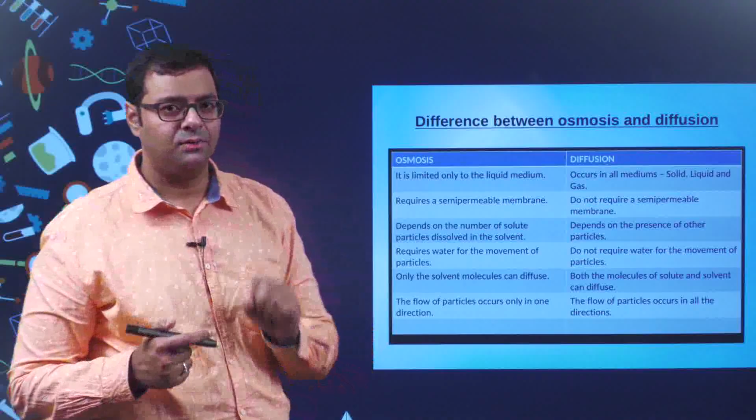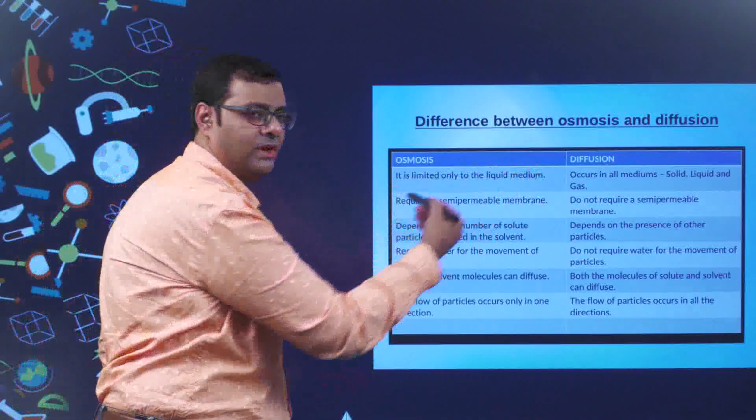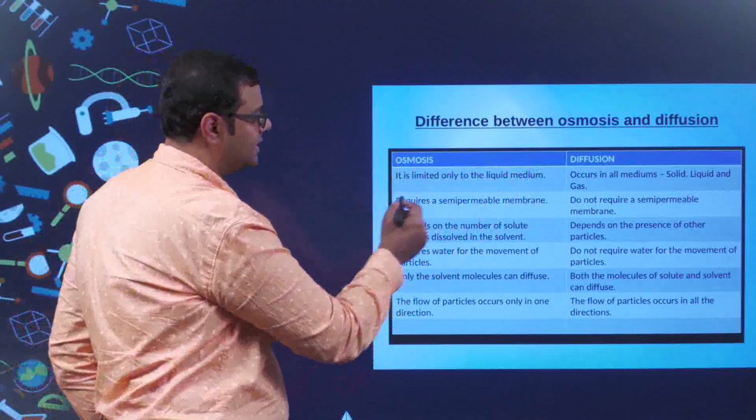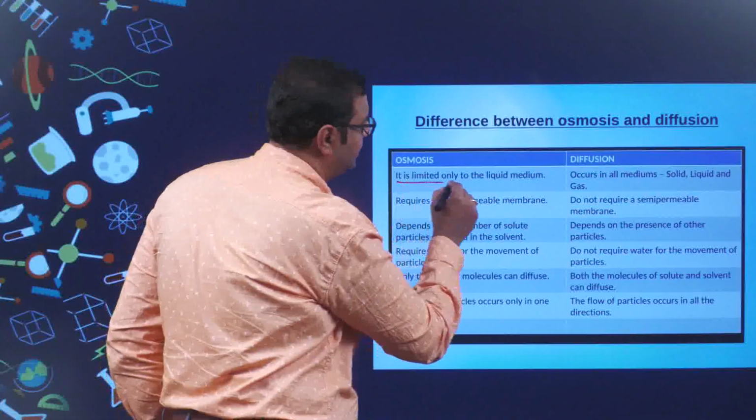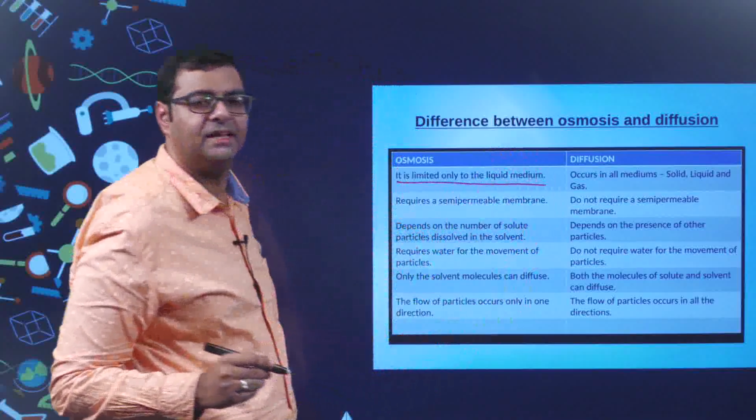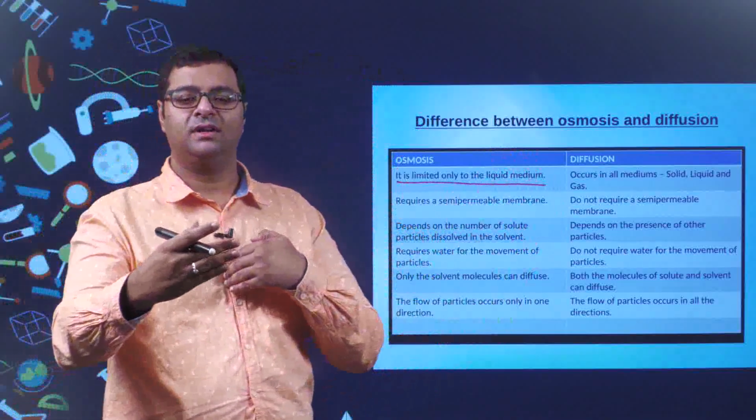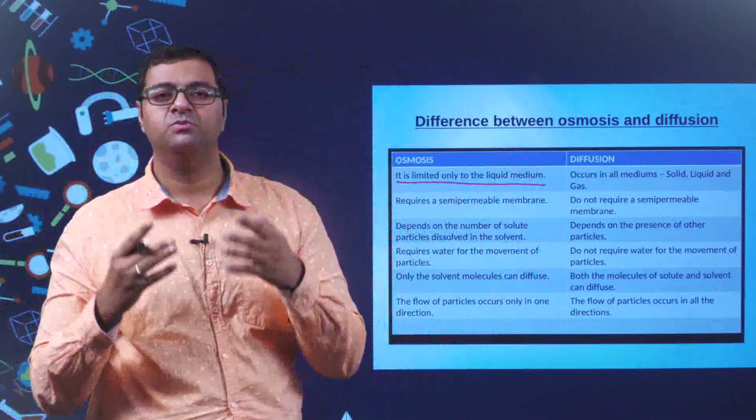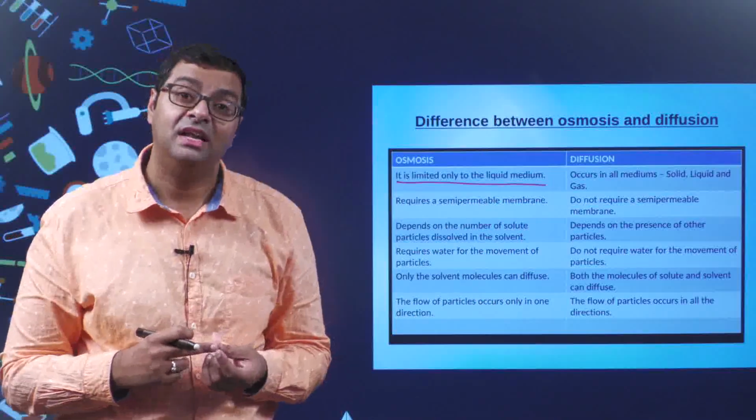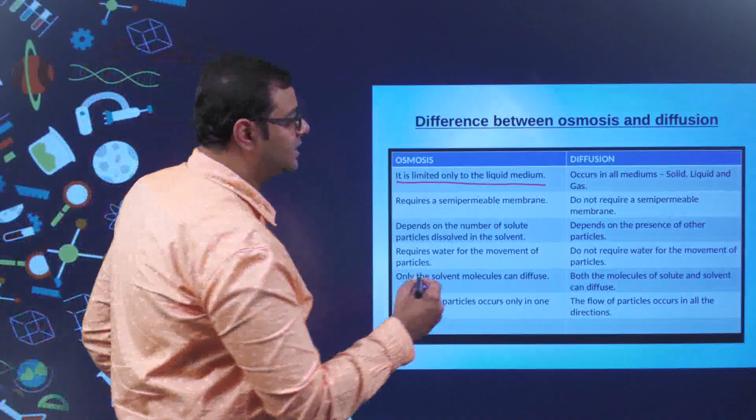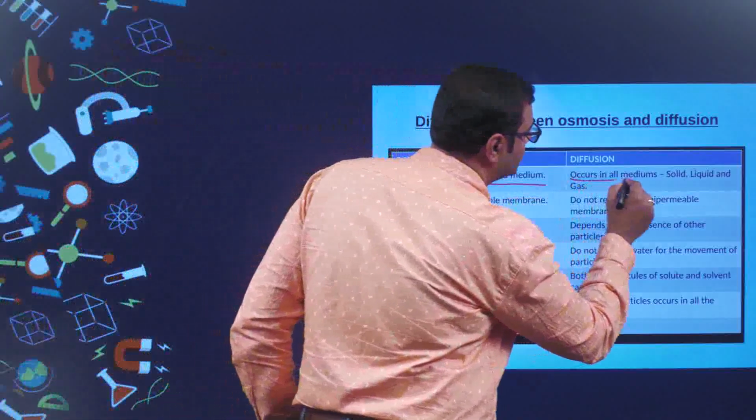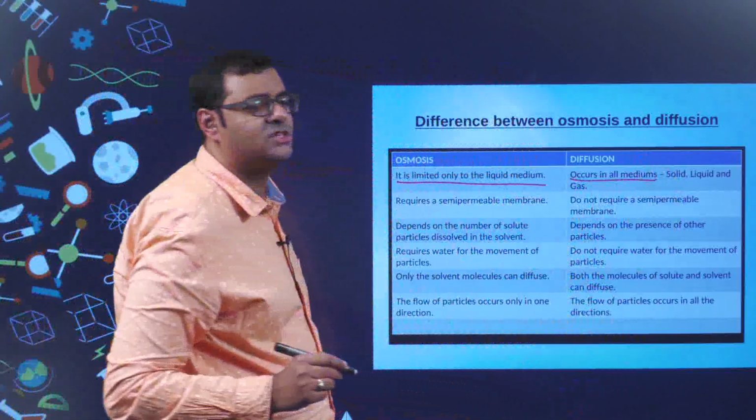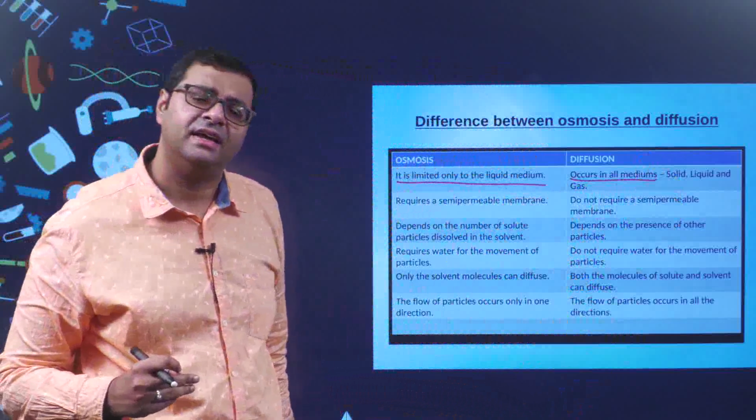Now, we will take it one by one. Osmosis is limited only to liquid medium. That is, it is the movement of water across a semi-permeable membrane, a movement in a liquid medium. But when it comes to diffusion, it occurs in all the mediums, that is solids, liquids and gases.